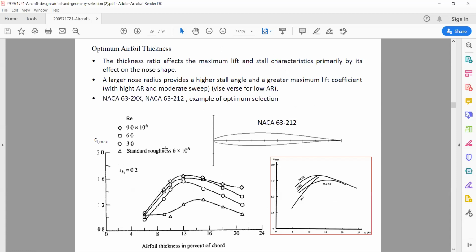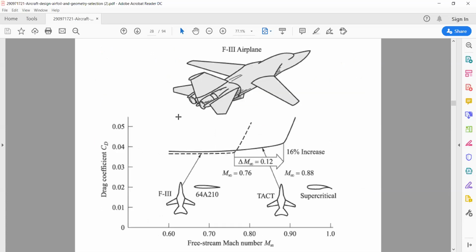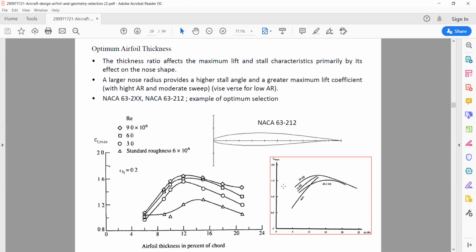And optimum airfoil thickness ratio. The thickness ratio affects the maximum lift and stall characteristics primarily by its effect on the nose shape. You can see this is the nose shape. The large nose radius provides a high stall angle and greater maximum lift coefficient with a high aspect ratio and moderate sweep.